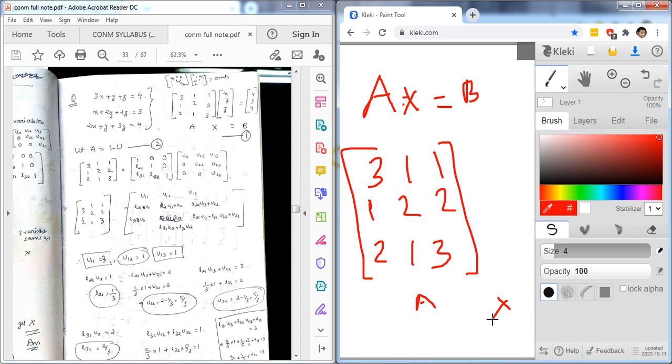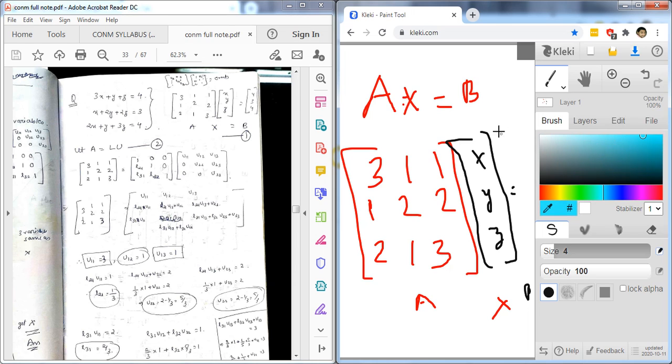Over here, X basically represents the unknown variables. So what are the unknown variables? The unknown variables are x, y, and z. So you're going to write x, y, and z. And the last one, which is B, is nothing but the values over here: 4, 3, 4. So this is how you convert your set of simultaneous equations into your AX equals B formula.